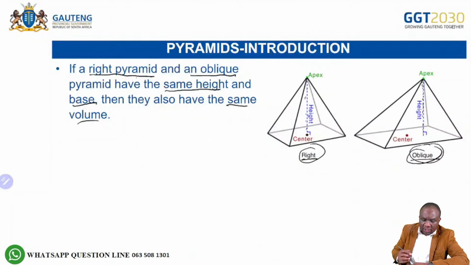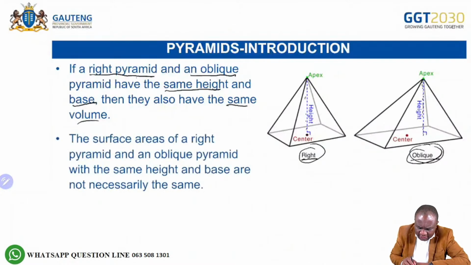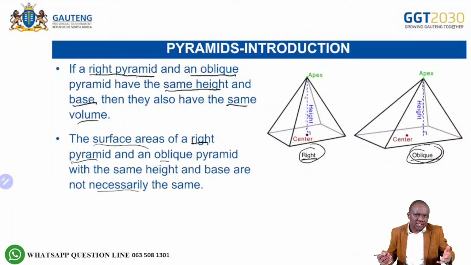Okay, right. So the surface areas of a right pyramid and an oblique pyramid with the same height and base are not necessarily the same, but the volume is just the same, because volume is what? It will be area of the base times height. So if the bases are the same and the height the same, then the volume will be the same.